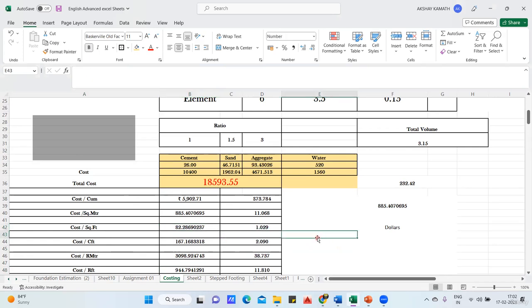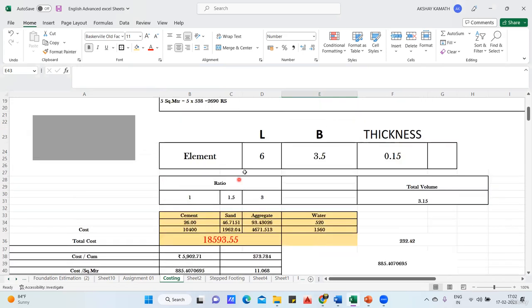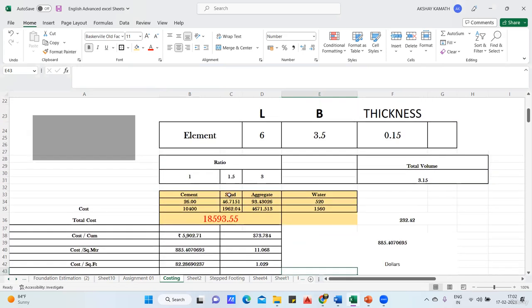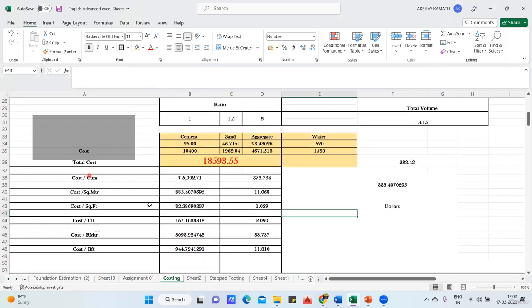So in this way, you are supposed to do the calculation. Try to prepare an Excel sheet something like this, so that you can give all the details like how much cement, sand, and aggregate is required, and what the total cost is per cubic meter, square meter, and so on.